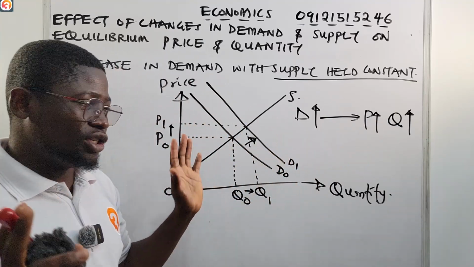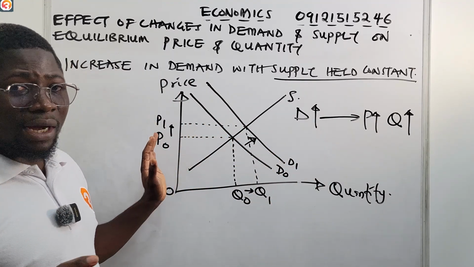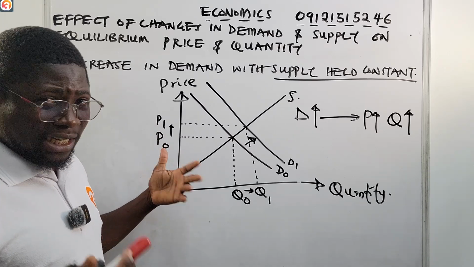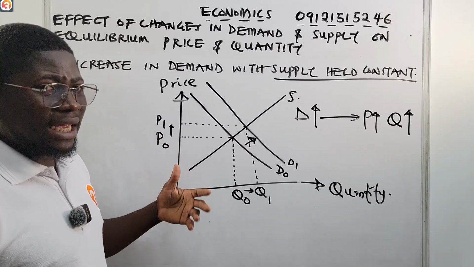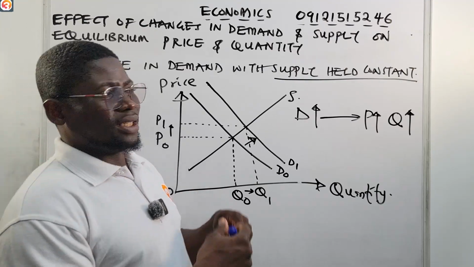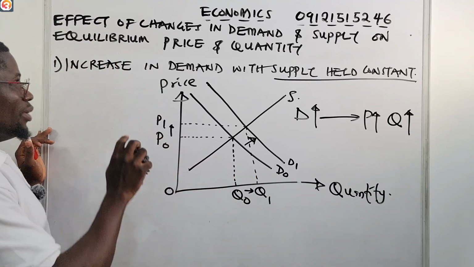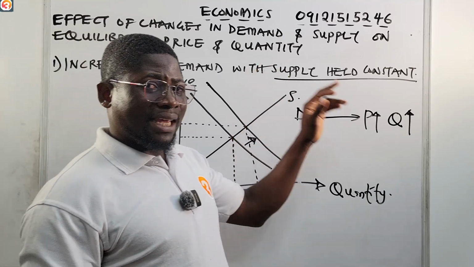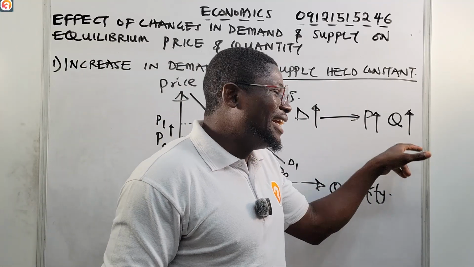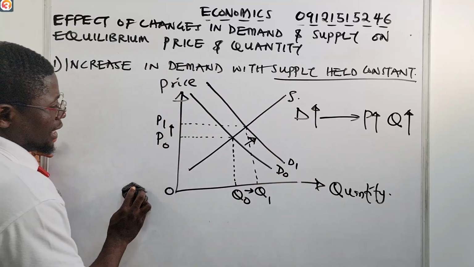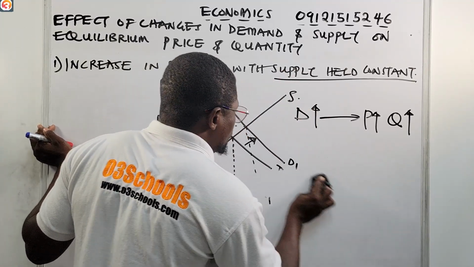For demand, it's very, very sweet. It's as simple as ABC. If there are more buyers, more people willing to buy, it means that quantity will increase, and price will also increase. This is the first scenario: increase in demand with supply held constant leads to an increase in the price and an increase also in the quantity supplied. So let us go now to the second scenario.